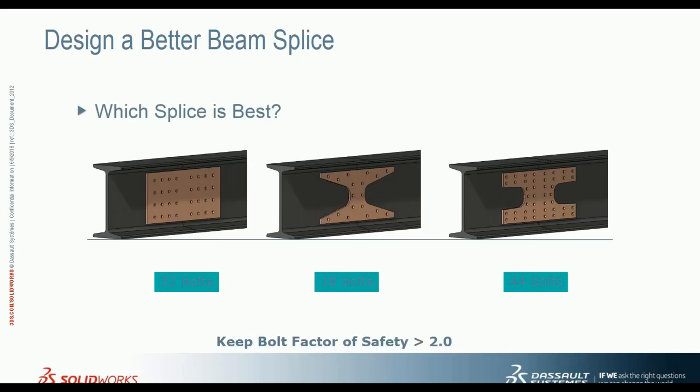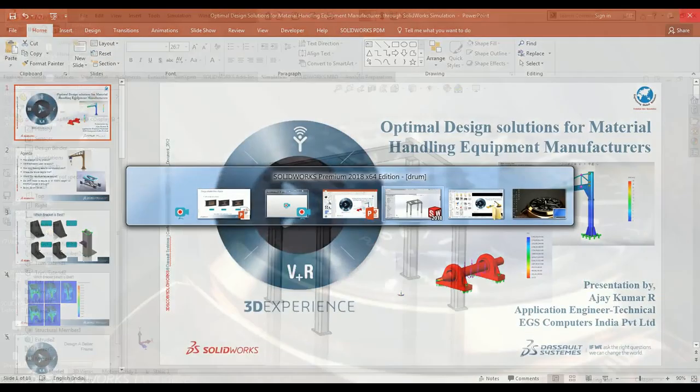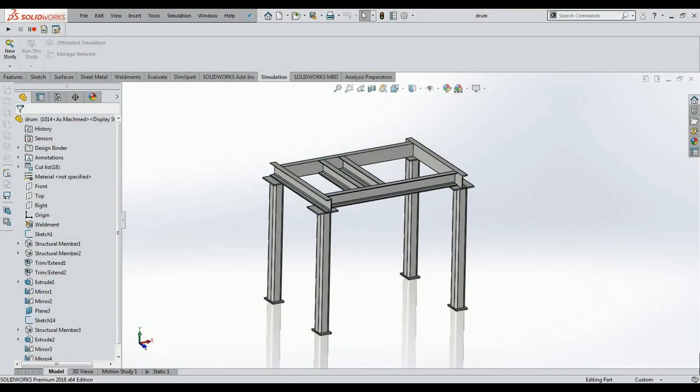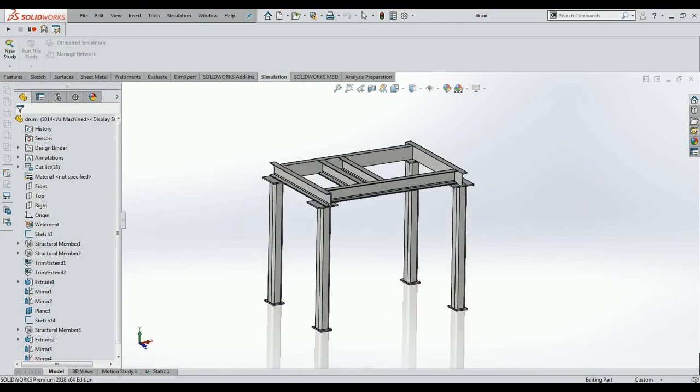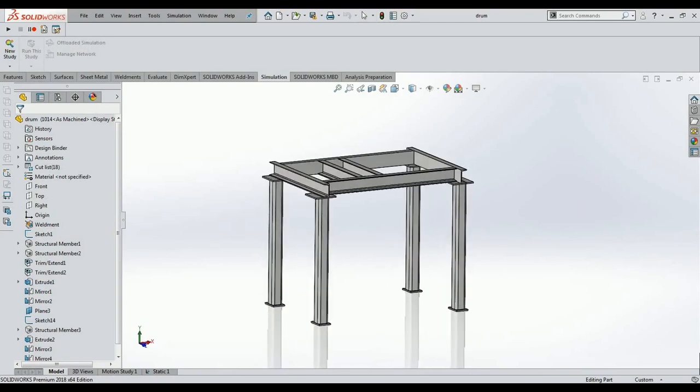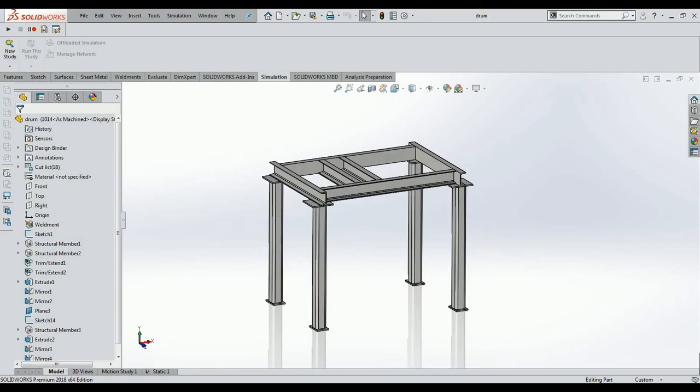For example, 32 bolts or 18 bolts or 44 bolts, while maintaining a factor of safety greater than 2. So how shall I maintain these kinds of designs, and how shall I know where the load first begins, where the failure first begins, and how long it will withstand? Where is the maximum material used, and what material thickness is really required to withstand that load, or am I wasting material and over-designing the products?